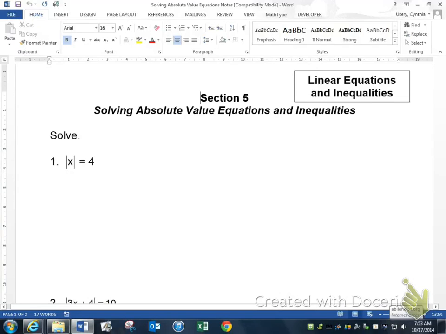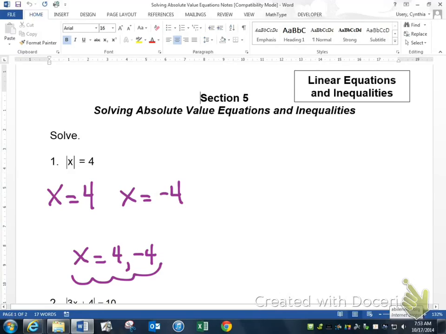For example, on the first one, you have the absolute value of x equals 4. Well, we know that x could equal 4. But also, if the x was negative 4, the absolute value of negative 4 is also 4. So x could also equal negative 4. So I have two solutions to this, x equals 4 and negative 4. And that's how you're just going to write it. Just write two of them like that, kind of like when you write a quadratic solution, you'd have two.